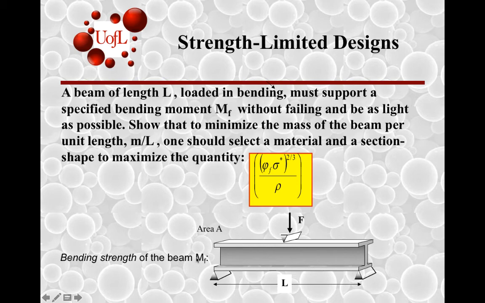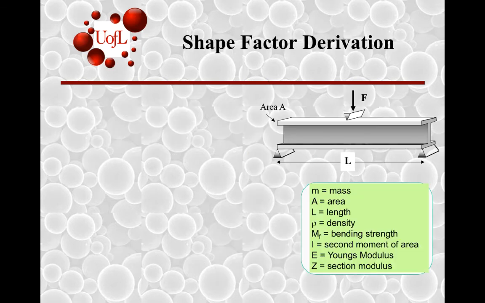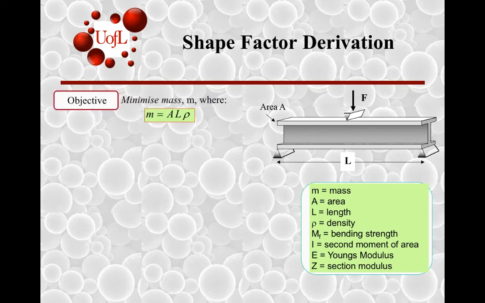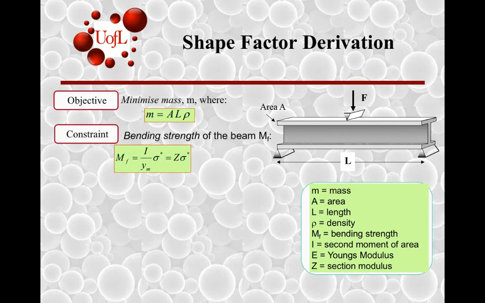Let's look at the bending strength of the beam Mf, as an arbitrary, in this particular case, an I cross-section beam. M is the mass, A is the area, L is the length, rho is the density, Mf is the bending strength, I is the second moment of area, E is the Young's modulus, Z is the section modulus. The objective is to minimize mass, where M is A times L times rho. For a square cross section, A would be just b times b, where b is the side length for the square. The constraint here is that the bending strength Mf should be less than I times sigma y, which is Z times sigma y.